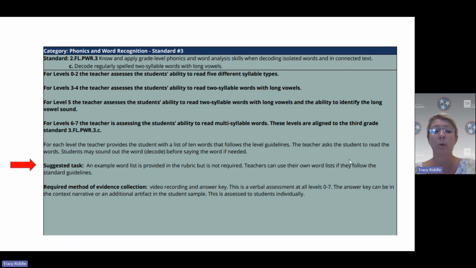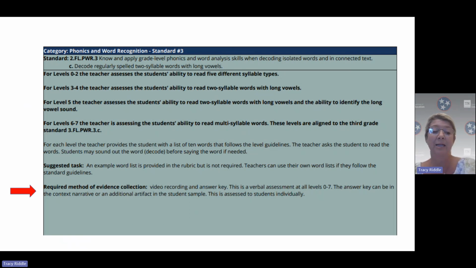You can use the example word list that is provided in the rubric, but it's not required. If you use your own word list, they must follow those guidelines for the levels. Also, be sure to include an answer key if you use your own word list and not the word list in the rubric. Because this is an oral assessment of students' reading, the students must read the words, and this must be recorded through video. Also, the answer key is required if it is not the words in the rubric.